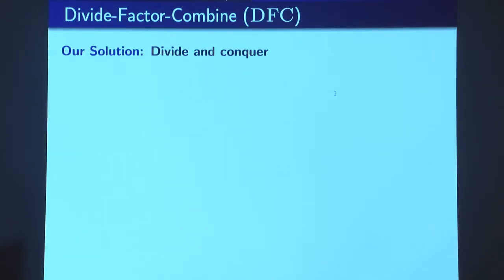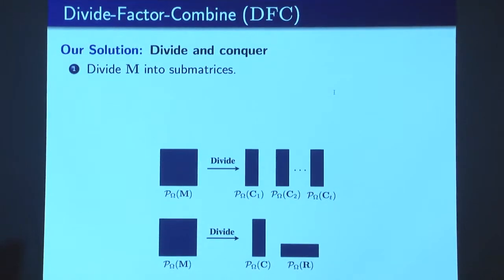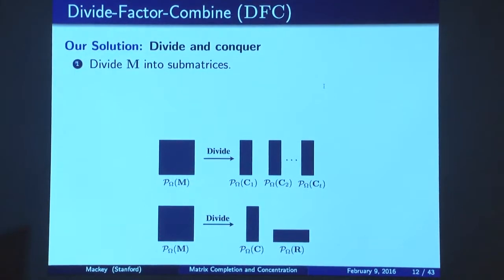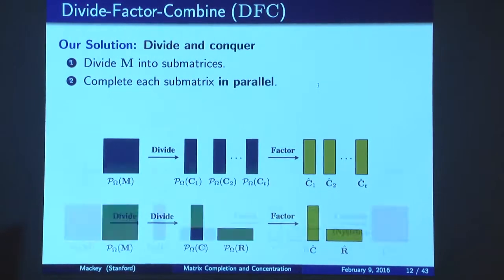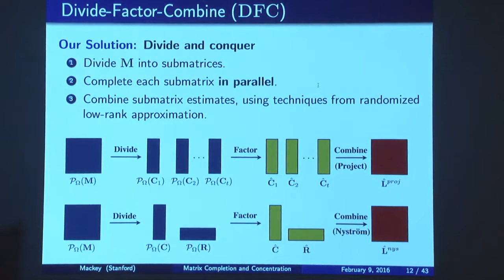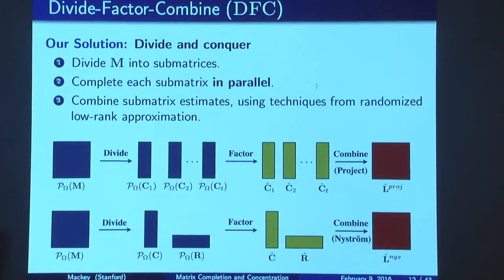So here's one solution. It's a simple idea, and it's divide and conquer. What are we going to do? We're going to take this matrix M, and we're going to divide it into submatrices. I'll describe the specifics in a minute, but first, I'll give you a high-level outline. We're going to run matrix completion on each submatrix in parallel. And then we're going to use techniques from randomized low-rank approximation to recombine those estimates into a single low-rank estimate of L0.